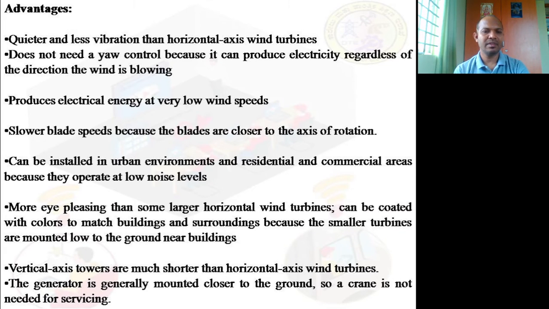The generator is generally mounted closer to the ground, so a crane is not needed for servicing, maintenance, and assembling. Actually, a few points are not mentioned here. One of them is that the generator and all the systems will always be placed at ground level in a vertical axis wind turbine. It makes maintenance and repair very easy. Even in case of any repair or maintenance, it can be done very easily.